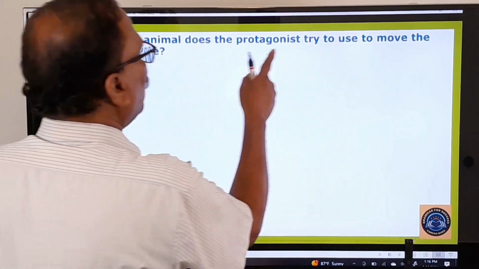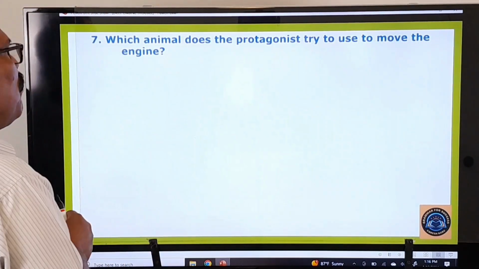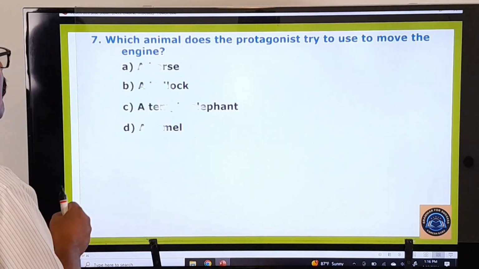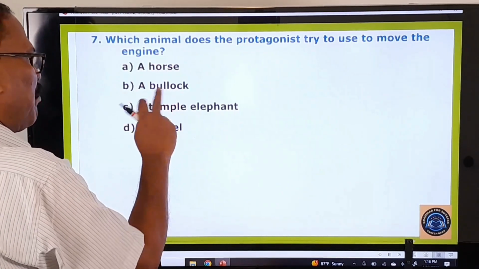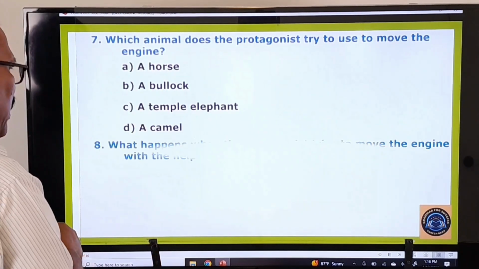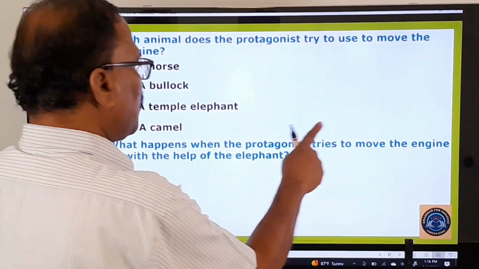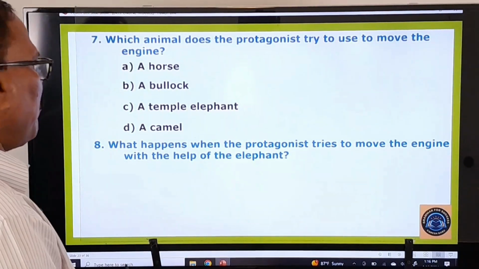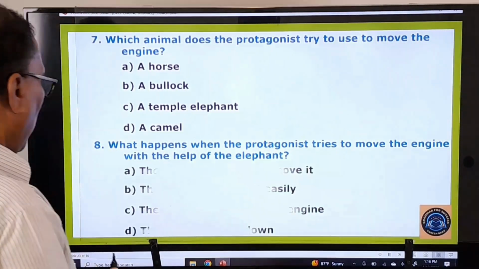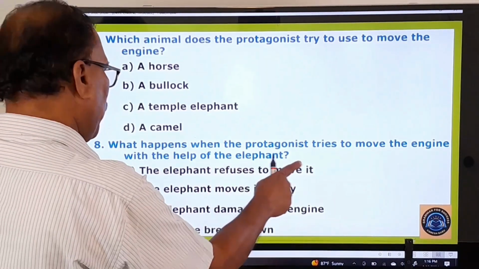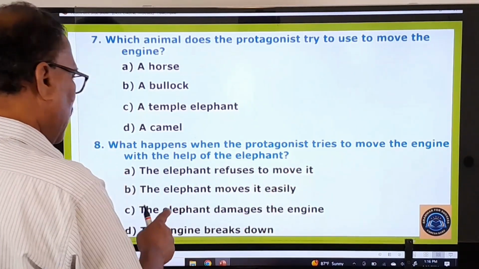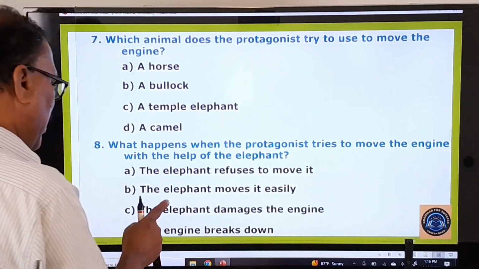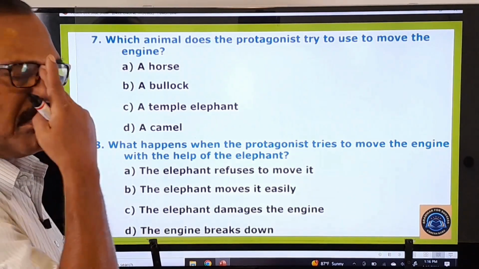Which animal does the protagonist try to use to move the engine? A horse, a bullock, a temple elephant, a camel. Okay, you know that. What happens when the protagonist tries to move the engine with the help of the elephant? The elephant refuses to move it. The elephant moves it easily. The elephant damages the engine, the engine breaks down.